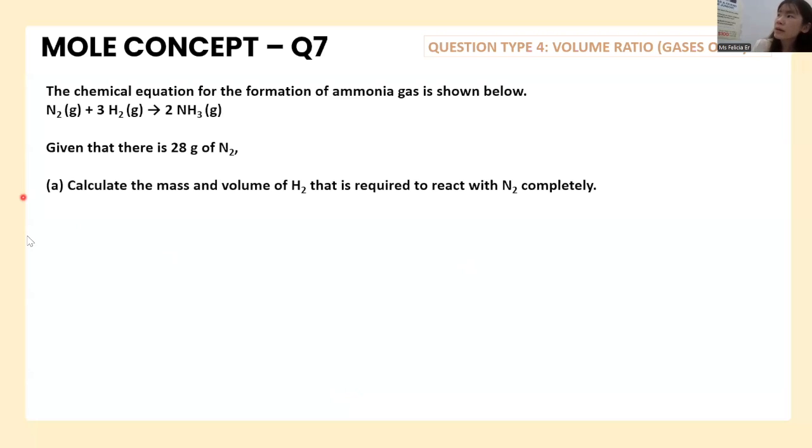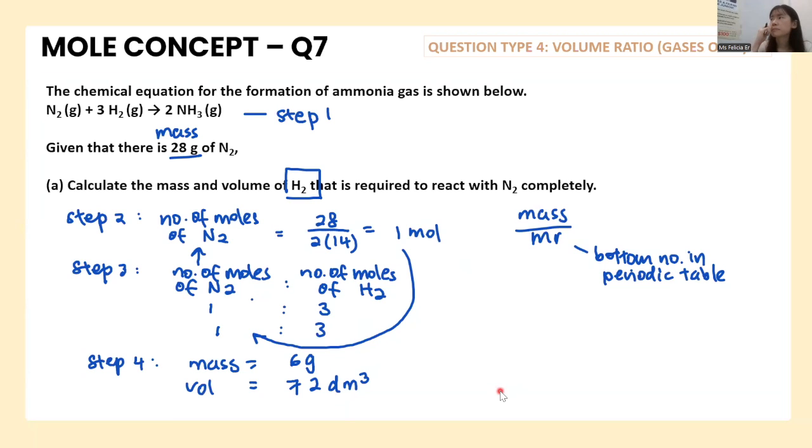I'll show you the working for part A. You can take it as a reference. This time round, you can do N2 is to NH3 instead. So the working is similar. You just need to change this to become NH3. Then you change the circled ones accordingly.